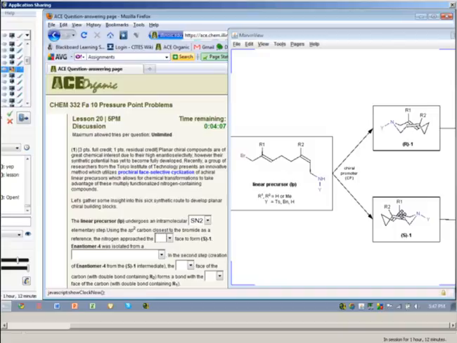So the lone pair on the nitrogen is going to attack the backside of that C-Br bond, and it's going to be essentially an N2 to sigma star interaction. And ultimately that is what sets up the way that the linear precursor is going to cyclize. So if we go ahead and see what the student was thinking here.